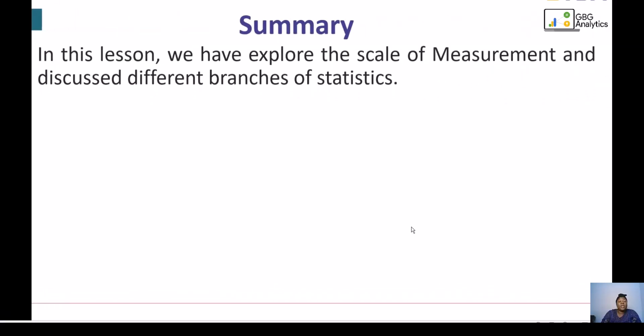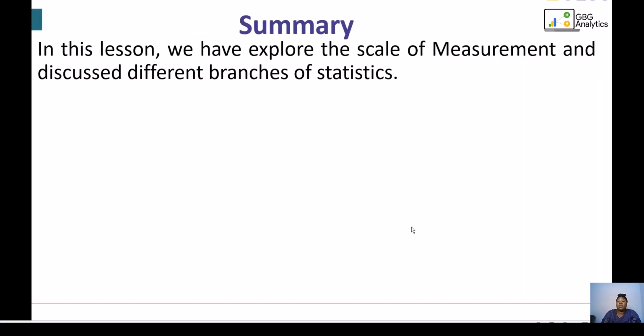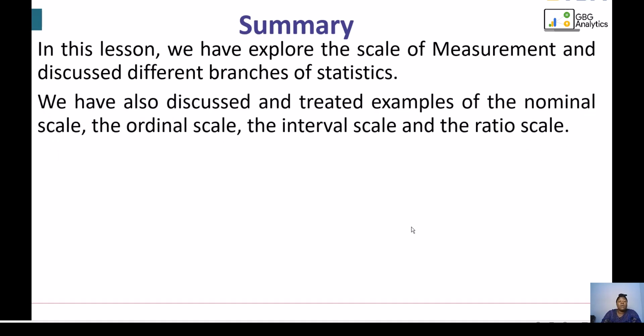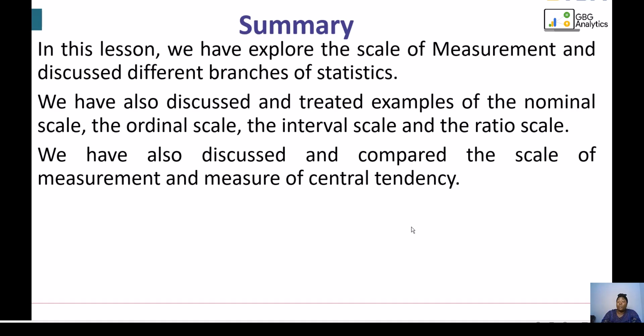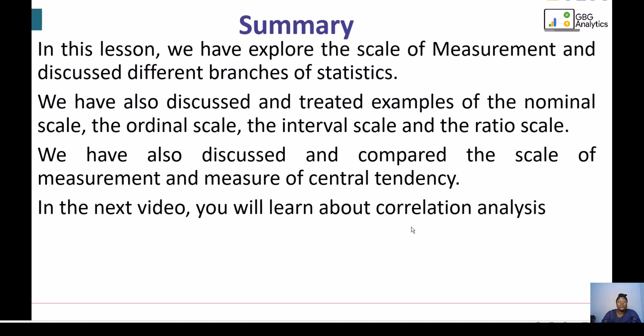So summarily, in this lesson, we have explored the scale of measurement and discussed the different branches of statistics. We have also discussed and treated examples of the nominal scale, ordinal, interval, and the ratio scale. We have also discussed and compared the scale of measurement and measure of central tendency for these four examples. In the next video, you will learn about correlation analysis.